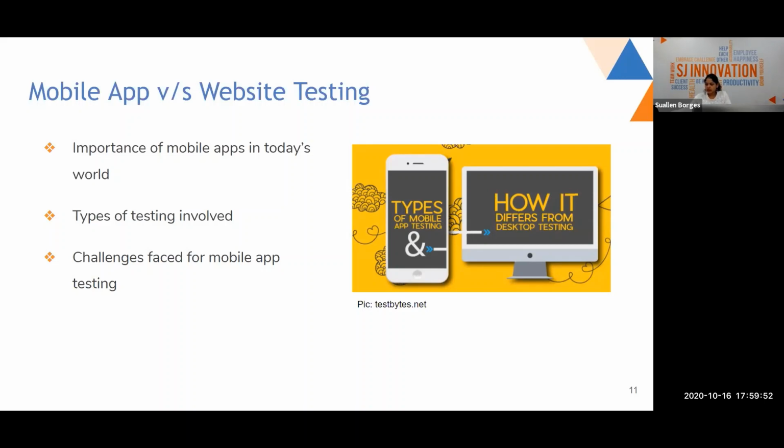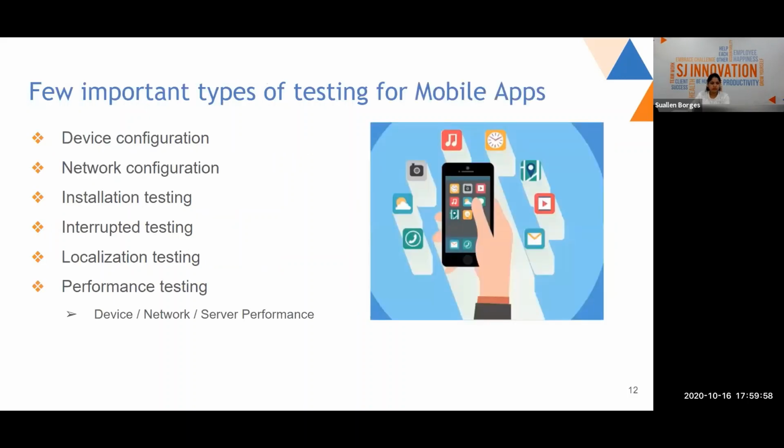Now, what are the types of testing which are involved for mobile apps? Coming to the types of testing, we have web applications and we have mobile apps. There are certain kinds of testing which we also consider for mobile apps, like functionality testing, which is required. But apart from that, there are other types of testing which are very important when it comes to mobile apps. Just to name a few, one is device configuration.